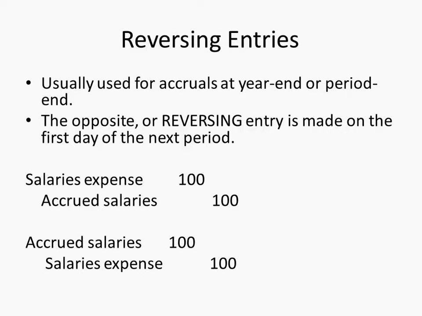So reversing entries, I say, are usually for accruals at year end or period end. So the opposite is made the first day of the next period. So I gave you that salaries example. I said if you had $700 in salaries every week for 7 work days, and 2 days of that takes place, and then you have an end of the period, then it becomes 12/31. You have to accrue those 2 days. So you have a $200 accrual that you would reverse, or here I have 100 in the following period.